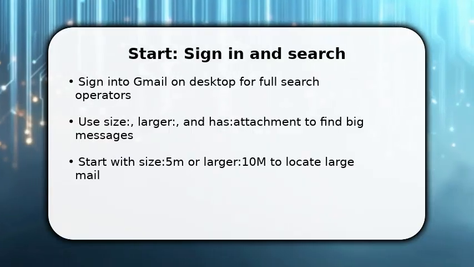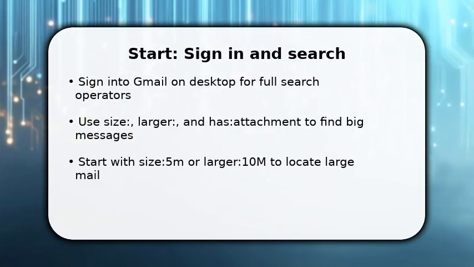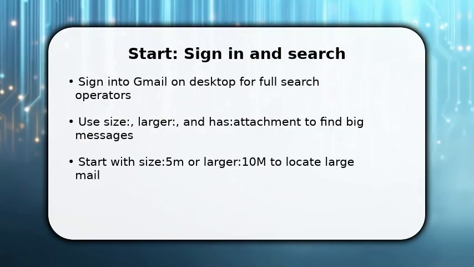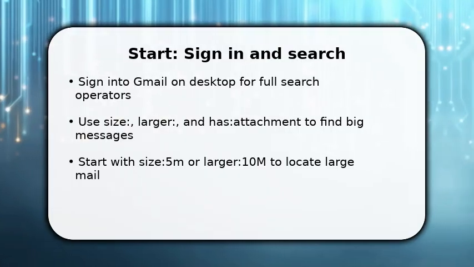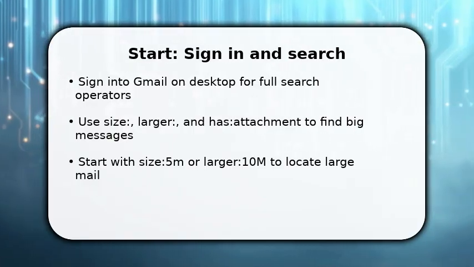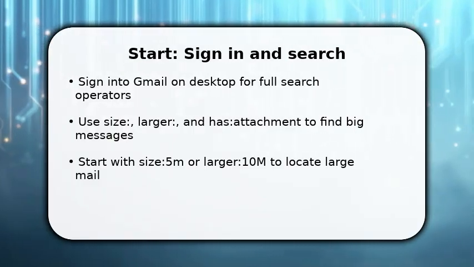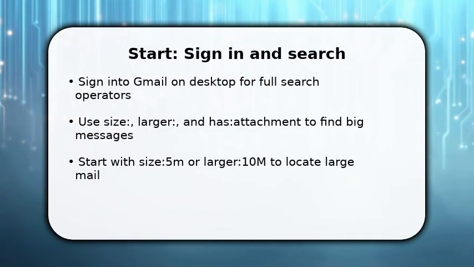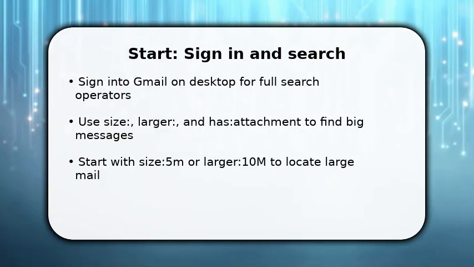You begin by signing into Gmail on a desktop browser because the search operators work best there. Once signed in, type "size:5M" or "larger:10M" into the search box to surface emails over that threshold. This filters messages by total message size rather than just attachments. You do this now so you can quickly target space hogs.